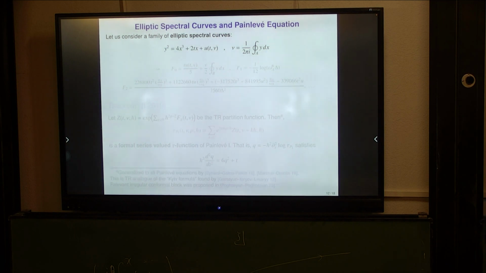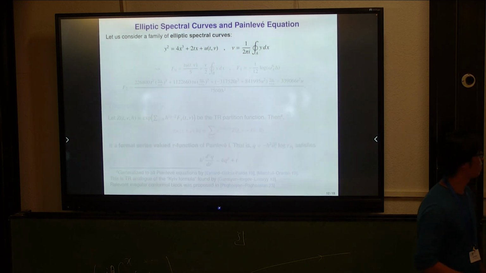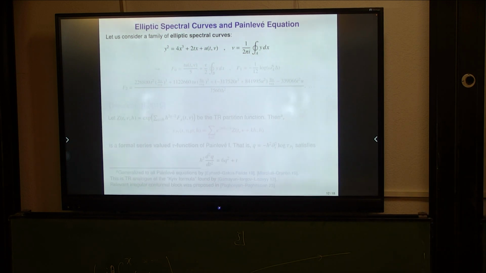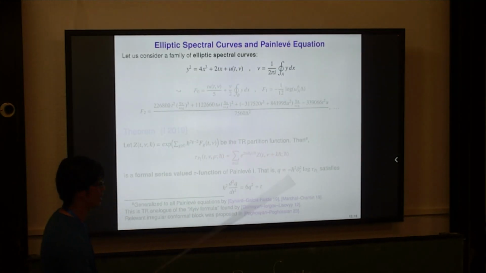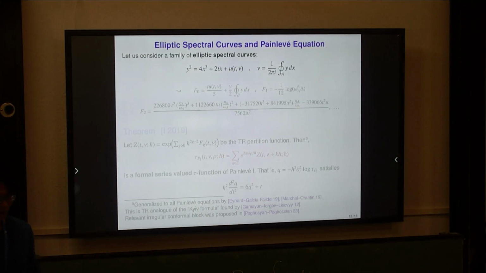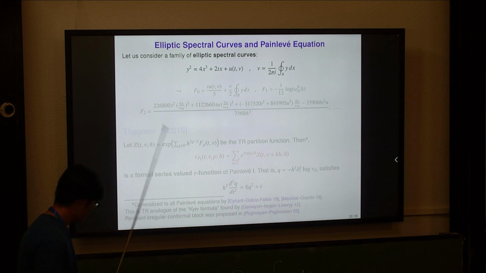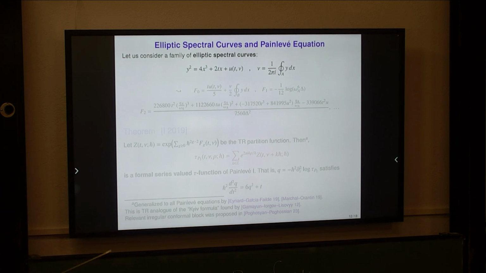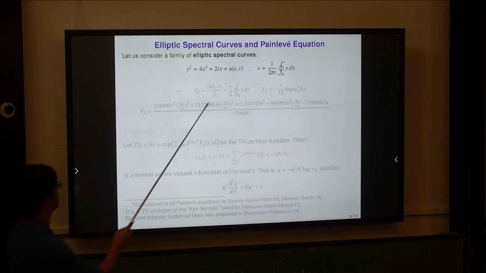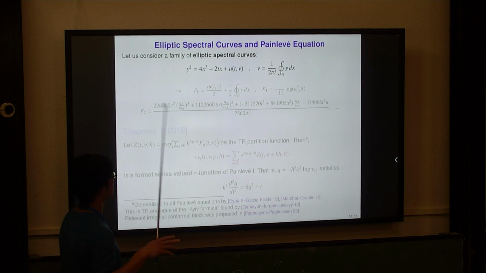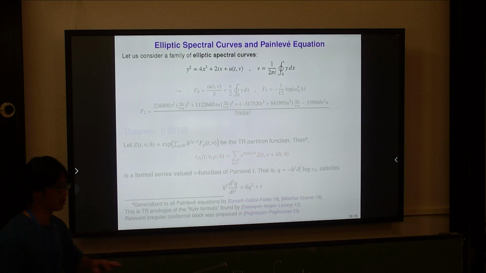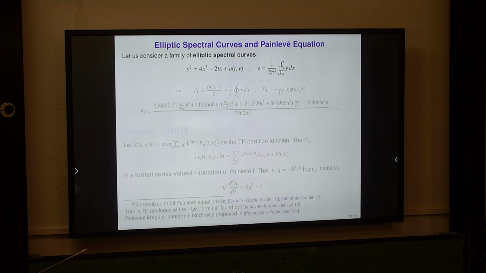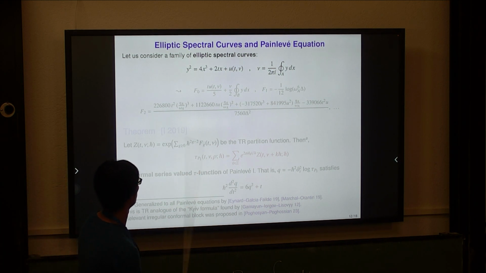Anyway, let us consider the elliptic spectral curve, or a family of them. T will be the independent variable of the Painlevé equation. In this case, the Painlevé I equation will appear. In the previous talk, this was H, regarded as some other parameter, but actually I use the usual picture of Painlevé equations. This is a function of T. It varies appropriately so that we have some isomonodromy flow.